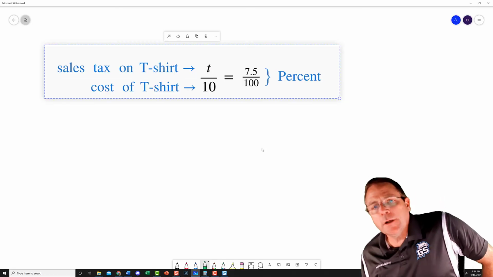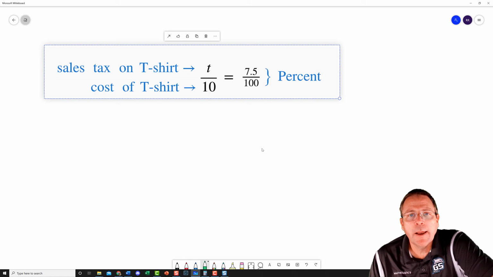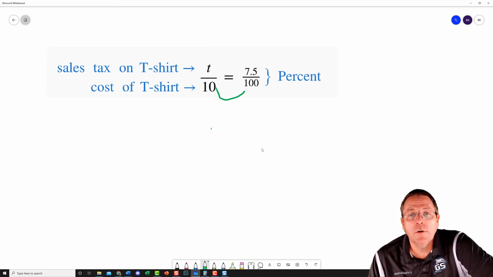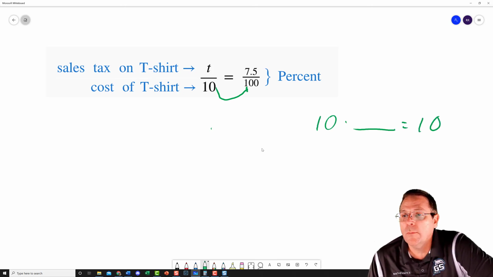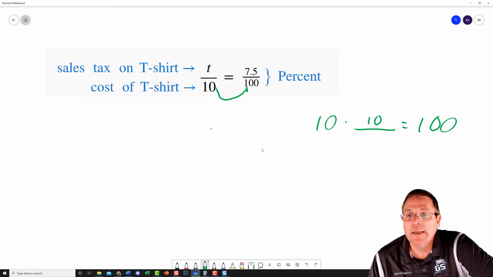So we have it set up here where they've got the tax on a $10 shirt is equivalent to 7.5%, which is 7.5 over 100. A percent's a ratio between some number and 100. So, first thing we need to do is ask ourselves, how did they get from 10 to 100? 10 times what number equals 100? Well, that is, of course, going to be 10.